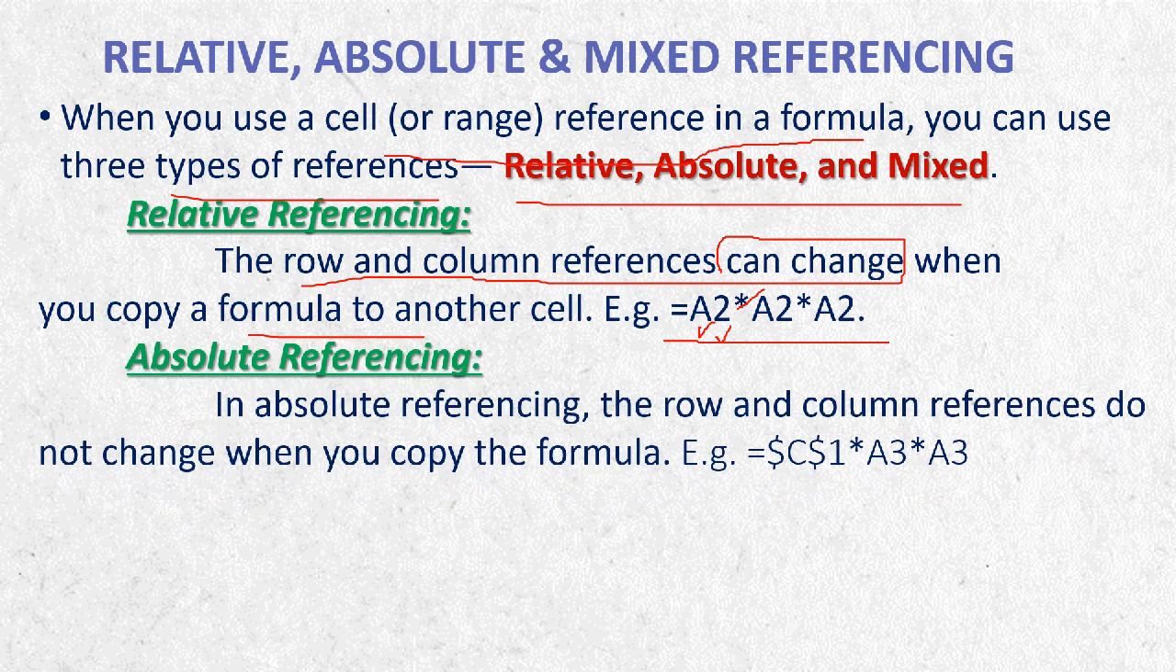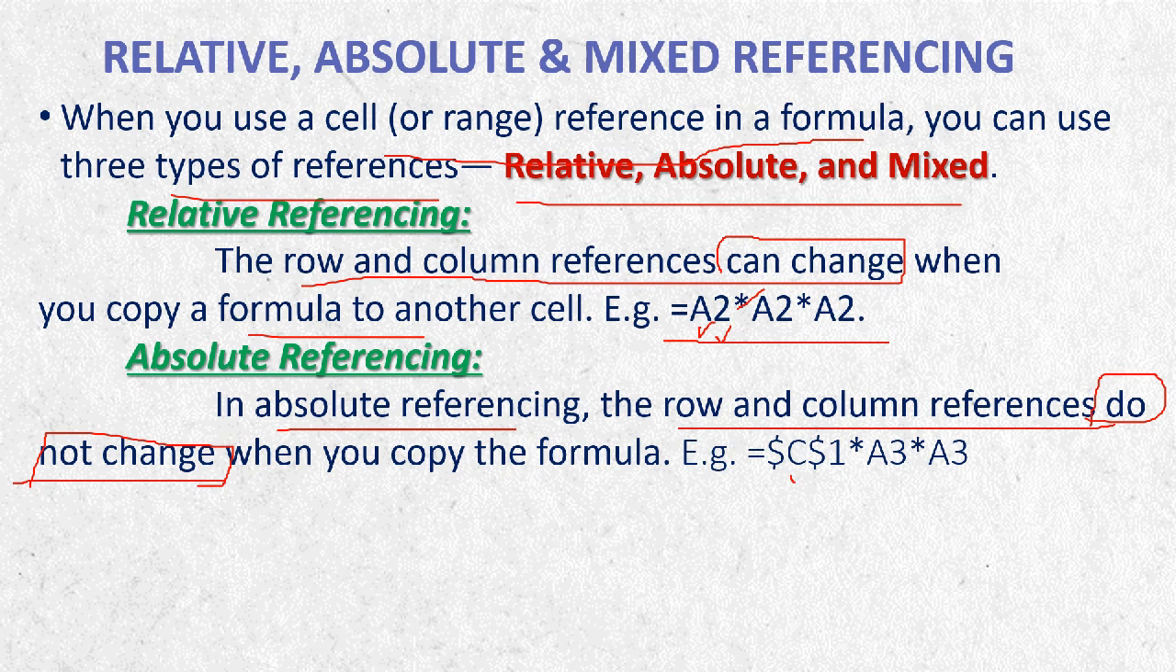Next, you see absolute referencing. In absolute referencing, the row and column references do not change when you copy the formula. This is the opposite of relative referencing. Don't forget it: in relative referencing, the row and column references can change. See this example.